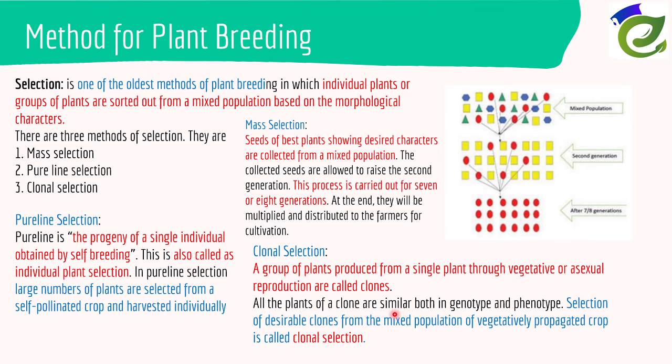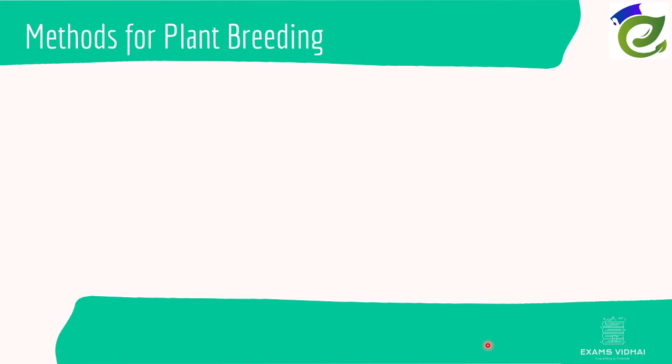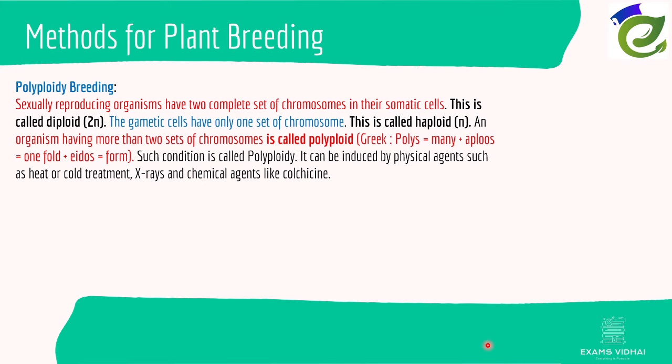All the plants of the clones are similar in both genotype and phenotype. You will come across the words genotype and phenotype more than ever. Genotype is something which is in genes, and phenotype is the physical appearance. Selection of desirable clones from a mixed population of a vegetatively propagated crop is called clonal selection. So we are taking a pure line selection and then mass selecting it, and these two processes together are called clonal selection.